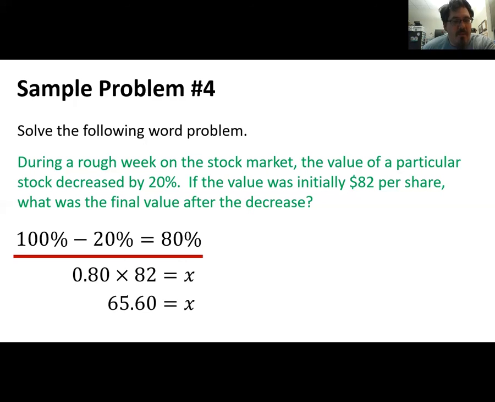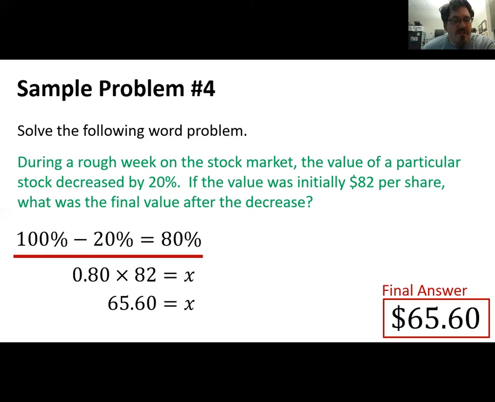In the context of our problem, our answers are dealing with money and dollars. So this tells us that the value after the decrease was $65.60. Thinking about the context of the problem, it makes sense that our final answer is smaller than $82 since the original amount decreased after the rough week on the stock market. So the context seems to make sense and our answer seems reasonable. There's an example of working with a decrease in percent in the context of a word problem.